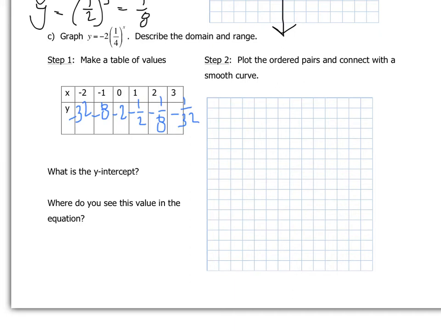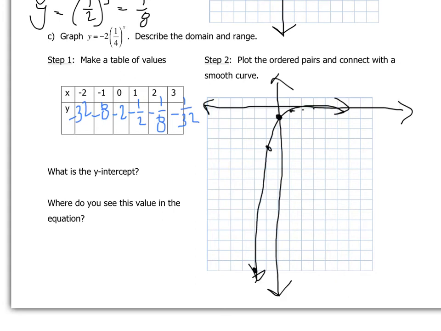This time when 0 goes in for my domain, it makes that 1/4 become 1. 1 times -2 is -2. When I plug in a 1, it becomes just 1/4 times -2, which becomes -1/2. 2 would make it 1/16 times -2, which is -1/8, and 1/4 to the third power is going to give you 1/64. 1/64 times -2 is -1/32. So those are my values, and they're going to be a little more difficult to plot. I'm going to pause the video to get that on the screen, and we can talk about it from there.